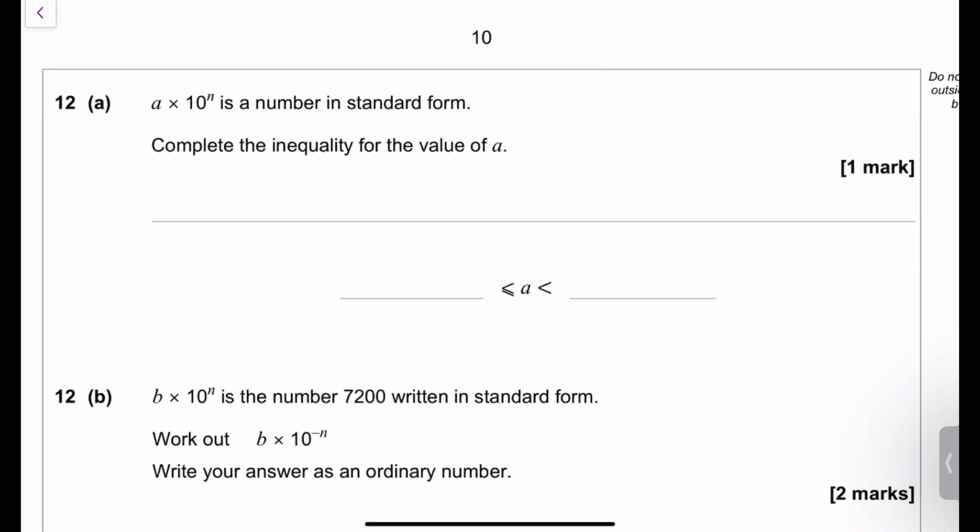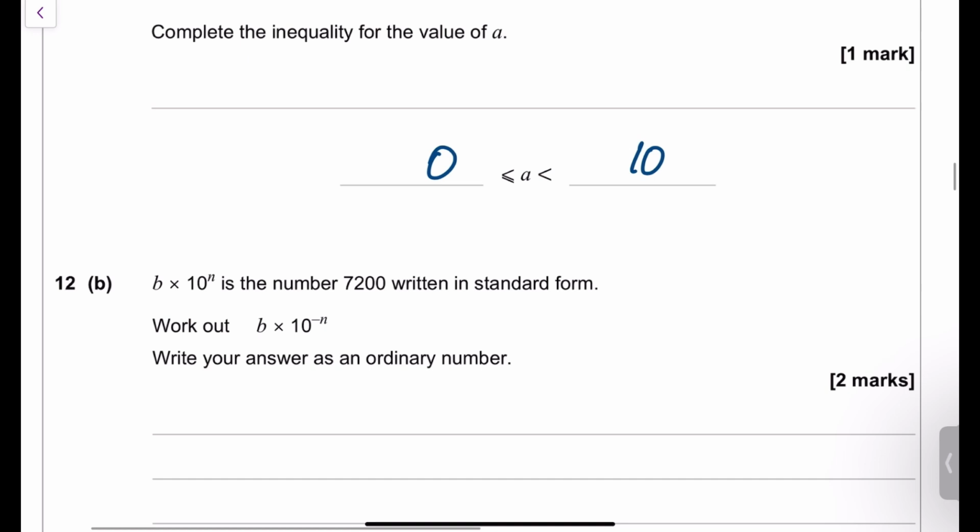Next one, question 12. A times 10 to the power of n is a number in standard form. Complete the inequality for the value of A. So it has to be a number less than 10 and I suppose it's 0. So 0 is less than or equal to A, which is less than or equal to 10. Okay, that's it.